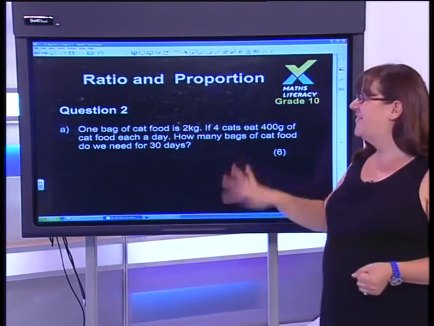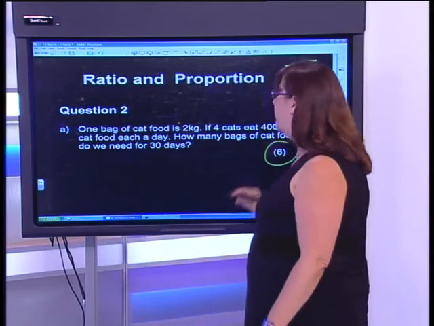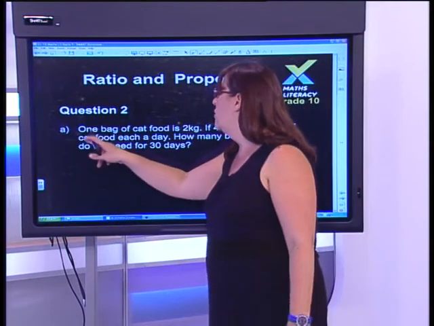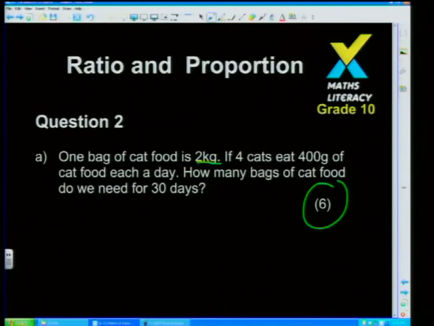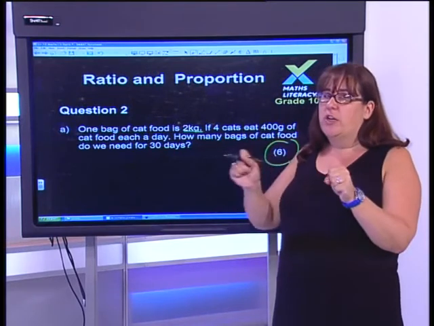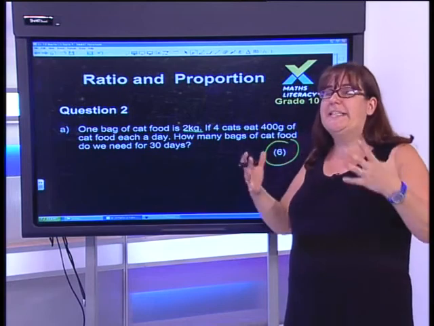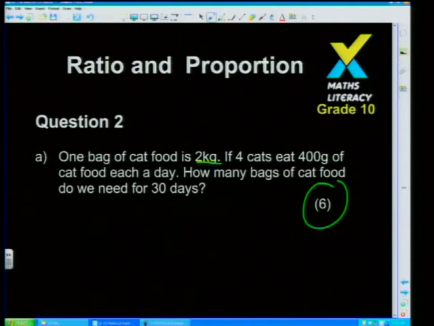Zandile, let's see what question 2 has in store for us. Okay, this is a nice question with 6 marks. How are we doing with that? Let's first read our question. So, 1 bag of cat food is 2 kilograms. So I'm kind of just underlining numbers now, and in a second I'm going to check if we've got a ratio, and I'm going to maybe change colors, so use your highlighters, use your colored pens. It makes it easier for you to see what's needed. If 4 cats eat 400 grams of cat food each day, how many bags of cat food do we need for 30 days? So 4 cats, 400 grams, how many bags do they need for 30 days?